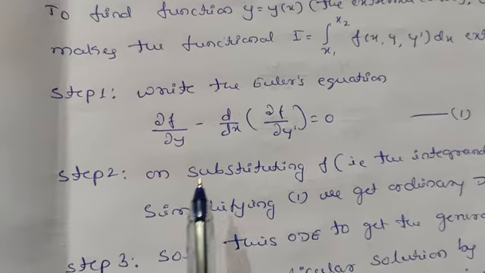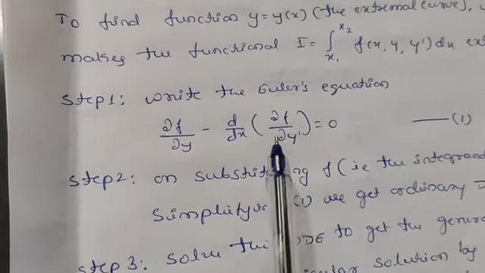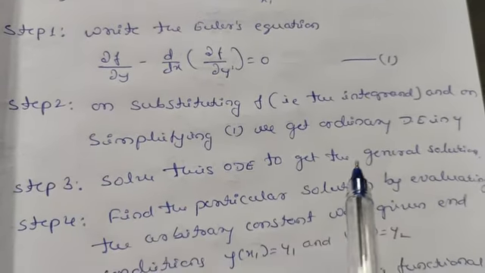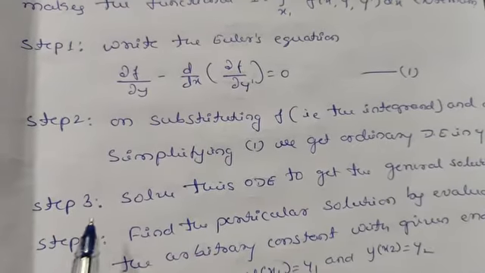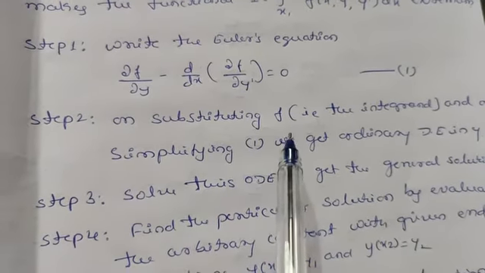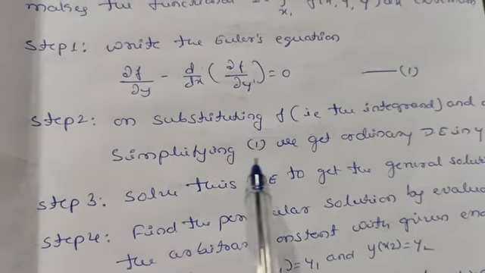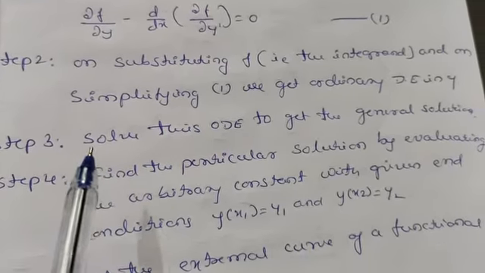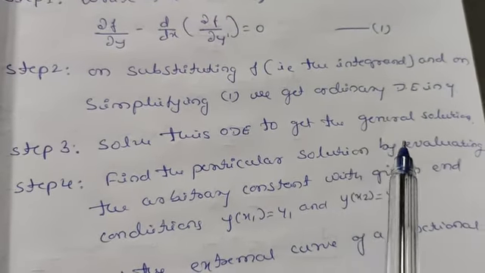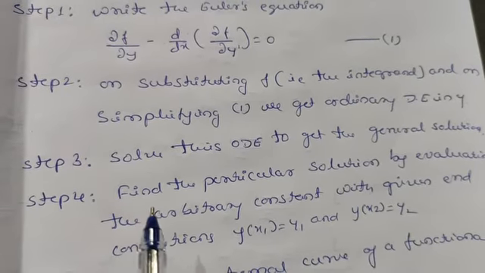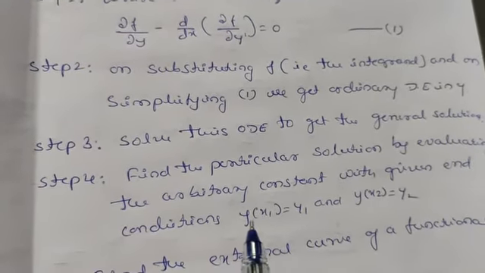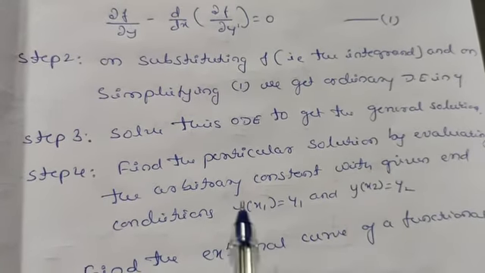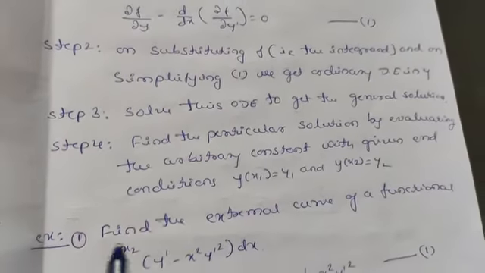Then step 2 is substitute the value of f in Euler's equation. Then simplifying this first equation will get an ordinary differential equation. And step 3 is solving this ordinary differential equation which we get in the second step. After solving we will get the general solution, and this general solution again contains the arbitrary constants. In step 4 if we have any end conditions, then using these 2 end conditions we can determine the arbitrary constants. So this is the method of solving variational problem.